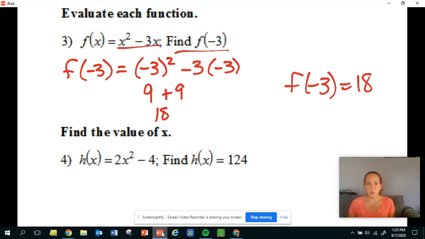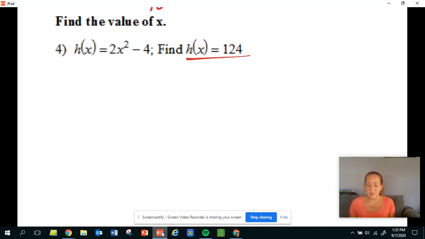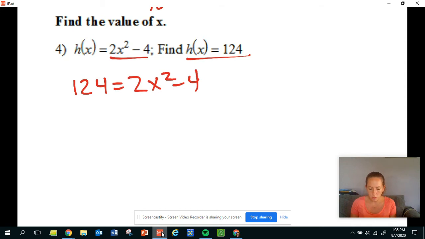This one, I forgot to change the wording of it, so it's worded weird on the second one. But essentially, if you're given this, it's given you the output and it wants you to find the inputs. You actually have to solve. So I'm going to set my h of x, I'm going to set my function equal to 124. So I'm going to say 124 equals 2x squared minus 4. If you do it the other way, it doesn't matter. It just doesn't matter which side is which with the equations. But I'm going to solve it like the regular. I'm going to add 4 on both sides.